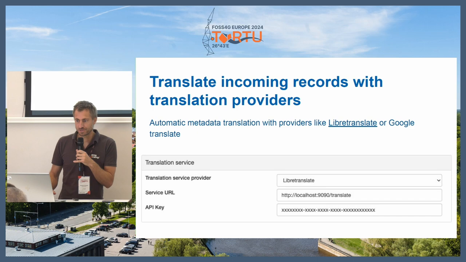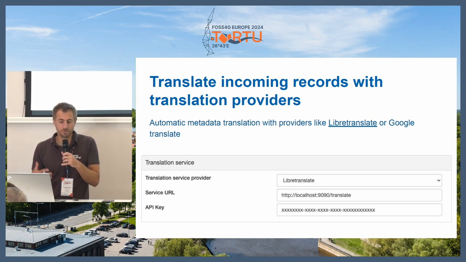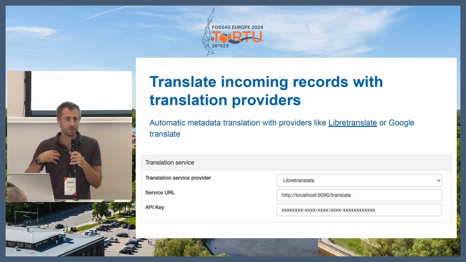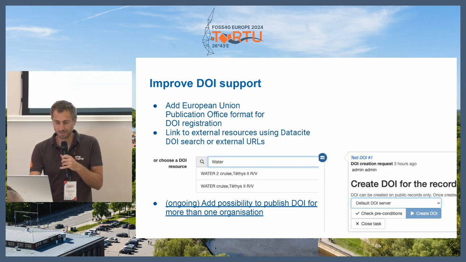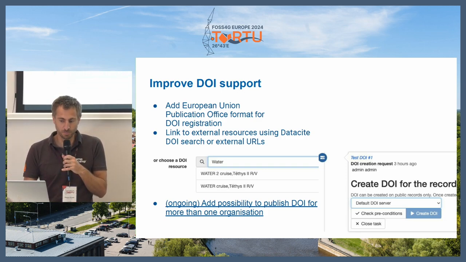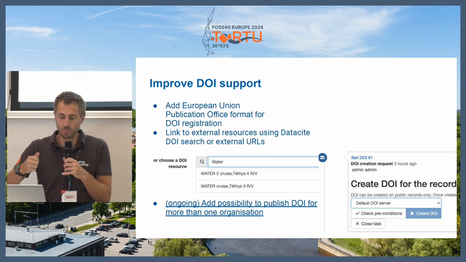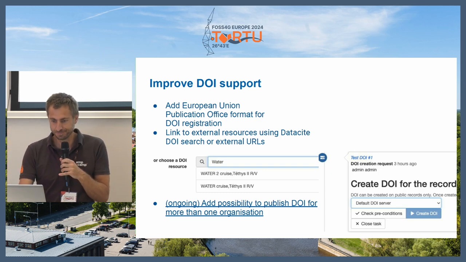Some improvements about the translation. Yes, so now you can use third-party translation providers like Google Translate to translate your metadata, because in GeoNetwork you can have multilingual metadata, but it's on the charge of the maintainer, and with that feature you can easily translate your metadata. A better DOI support for having one link to DOI resources, which are registered in a DOI registry with a unique identifier.